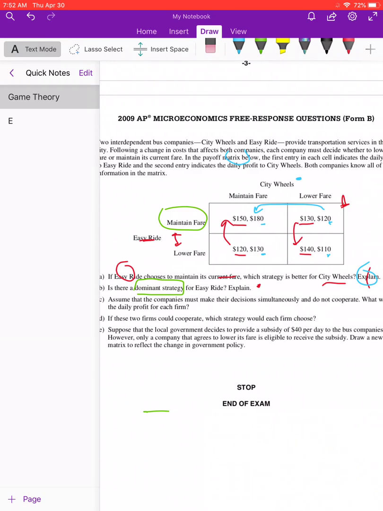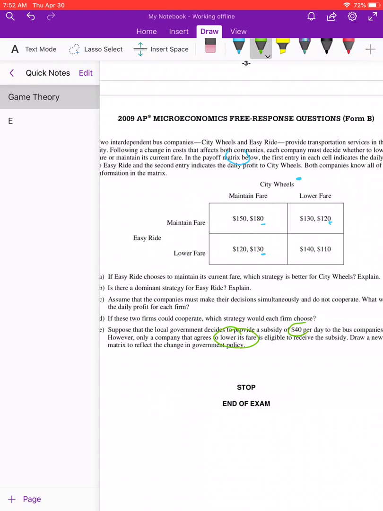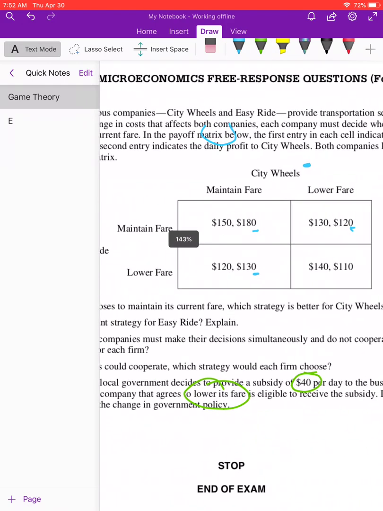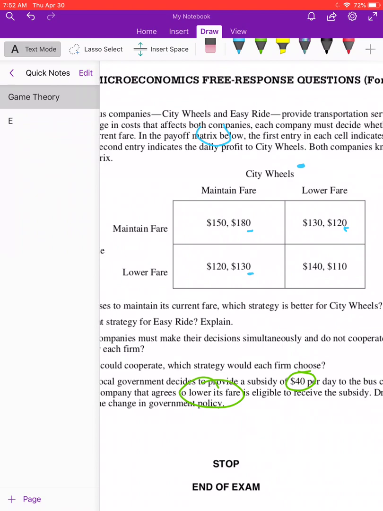So what we're going to do is go ahead and change this grid for that subsidy of $40 a day. And then I'm going to underline the pertinent information here. They said they have to lower the fare at $40 a day. And so without further ado, let's go to the grid and see what this looks like. And so in this box, box 1, do we have anything that's lower? Maintain, so nothing gets changed.